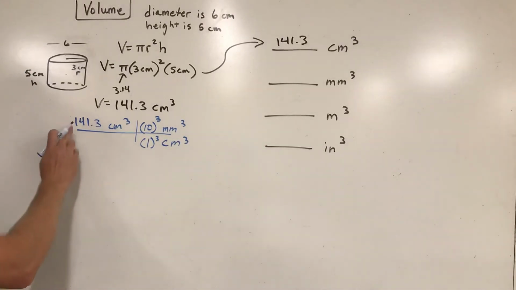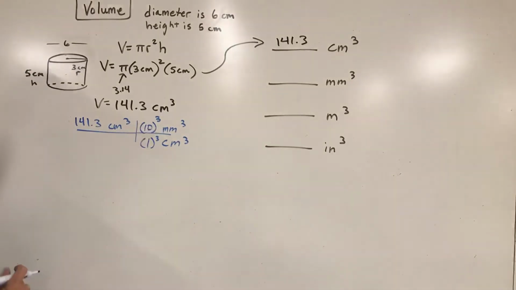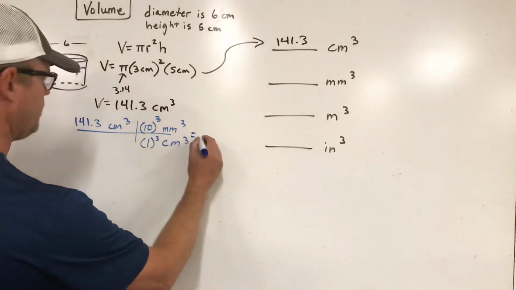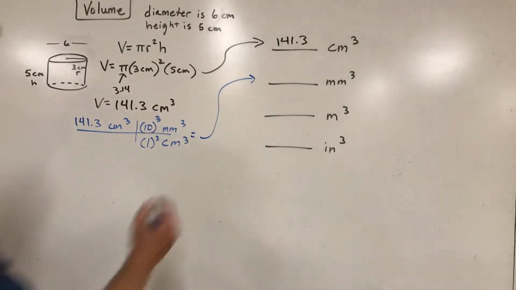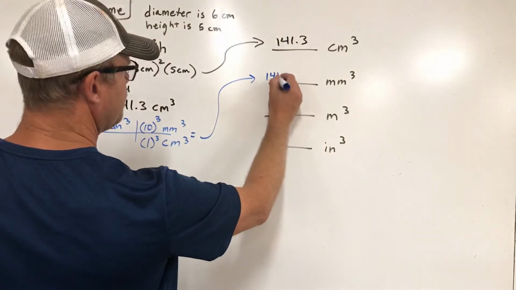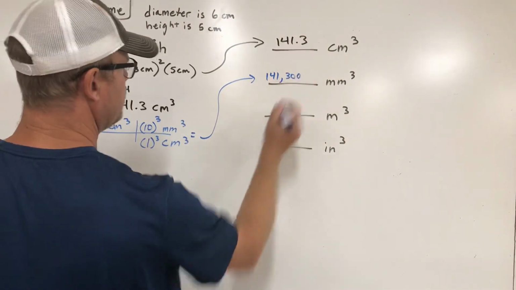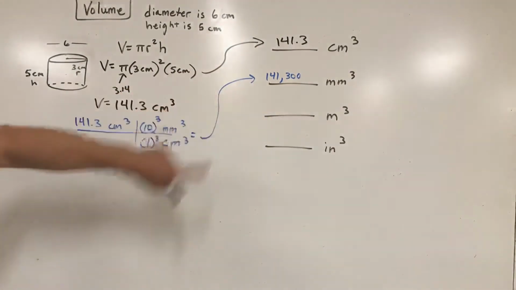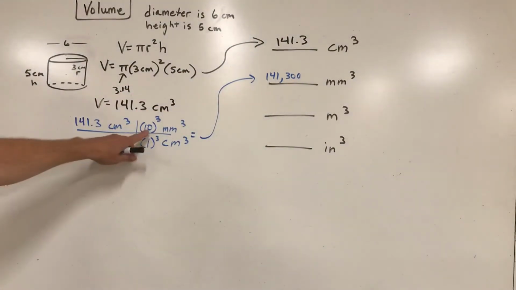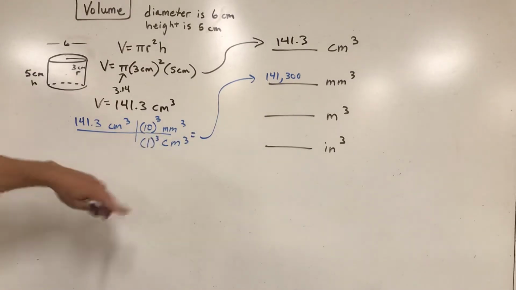So really, I have 141.3 times 1,000. And when I do that, that becomes a very big number. All right? I get 141,300. Now, when you look at this number and this number, was it just moving the decimal? Yeah. But we didn't move it just one spot because of the 10 to 1 ratio here. We moved it 3 spots.